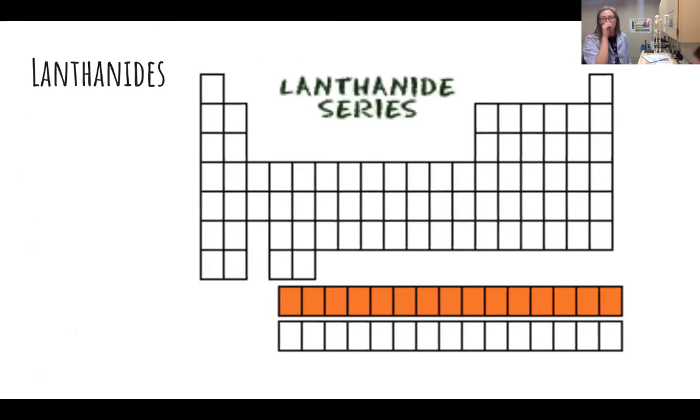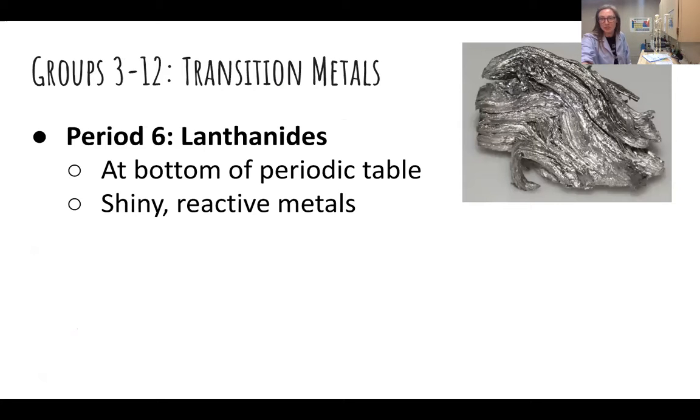Those 2 weird groups at the bottom have specific names. We're going to call the top one the lanthanide series or the lanthanide period. If you look at the first element inside the lanthanide series, what's it called? You're right, it's lanthanum. Whoa, that's where the name comes from. How cool is that? It's kind of weird. It's a transition metal group. There's the bottom of the periodic table.